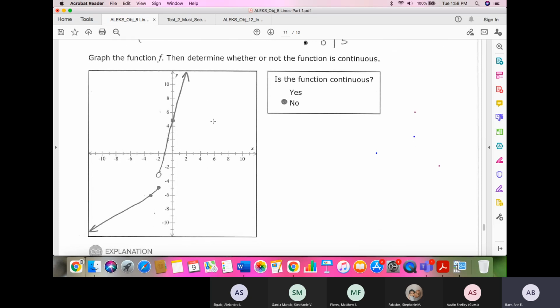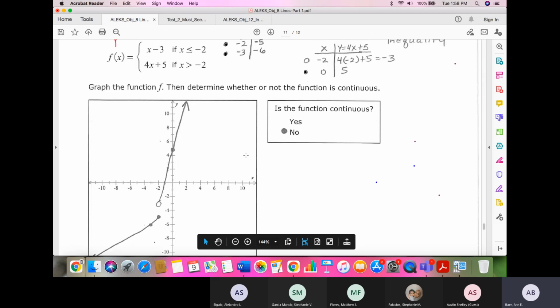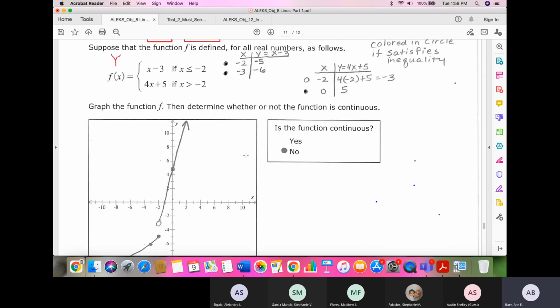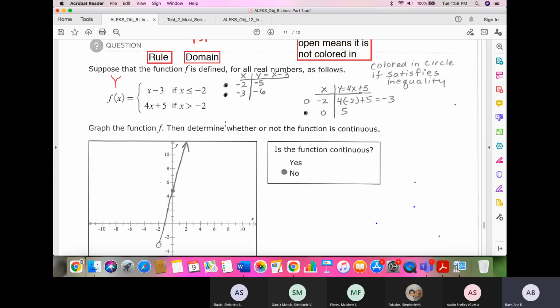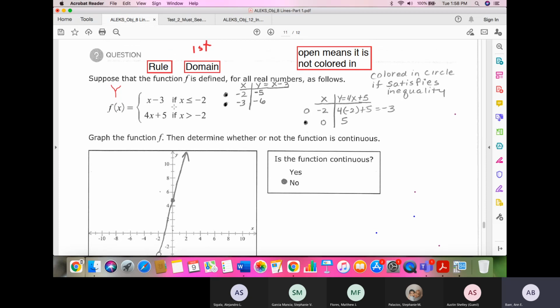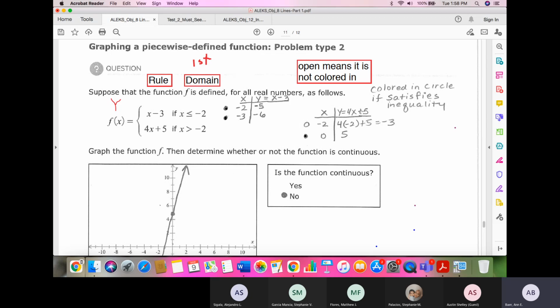When you're starting the graphing process, how do you know whether you go this direction or this direction when you draw the line through these dots? Well, that's where this domain comes in. So the domain of this top piece is x less than or equal to negative 2.